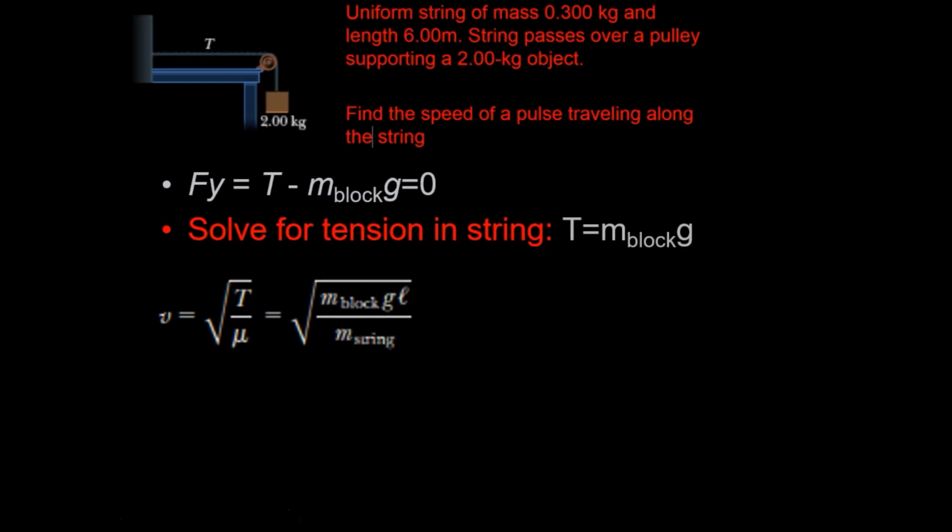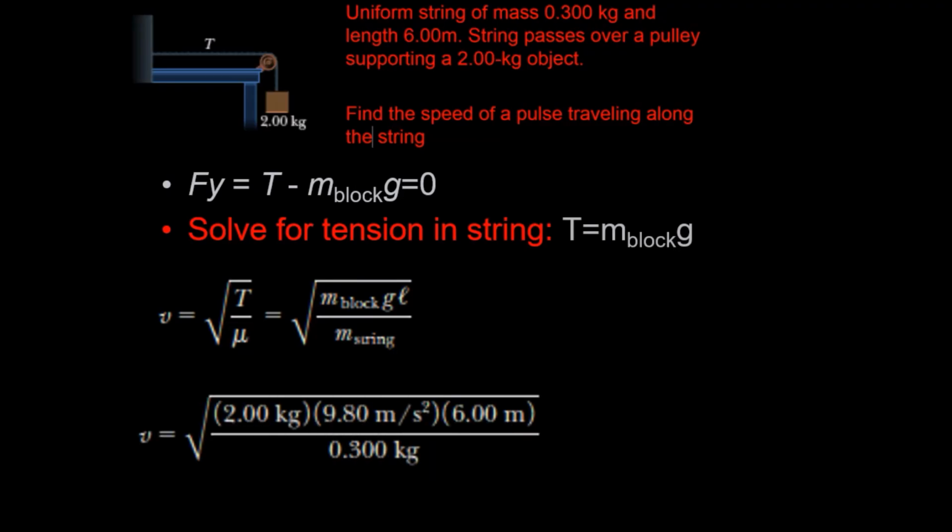Consequently, if we substitute into this formula, because this is m over L, the L will come to the top here as it's divided twice, and we will end up with mgL over m. Of course, this is mass of block and mass of string, so these masses do not cancel, a very common error in a problem like this. Substituting in 2 kilograms, 9.8 meters per second squared, 6 meters, and 0.3 kilograms for the mass of the string, we will get 19.8 meters per second.